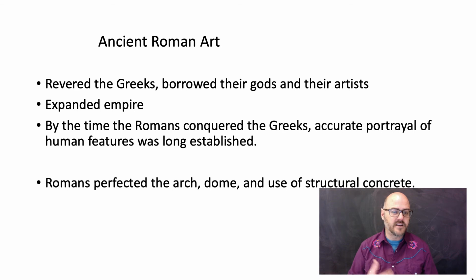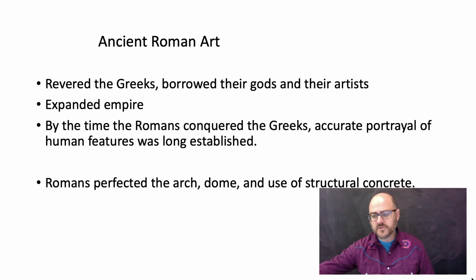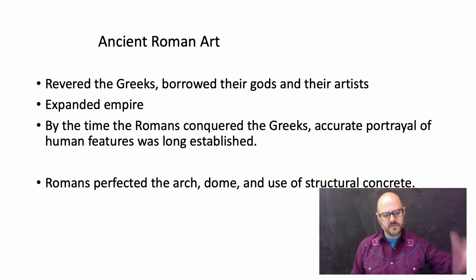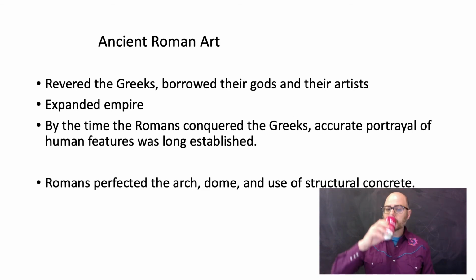That's why we see a lot of copies too at the same time. And they expanded the empire as well, so they pushed out and made a really big area that they ruled and governed. By the time the Romans conquered the Greeks, we get much more accurate portrayals of human features, much more naturalism, and much more representational art. As opposed to the Greeks, who went through this archaic period, and then classical period, and then Hellenistic, the Romans went right into that classical period.